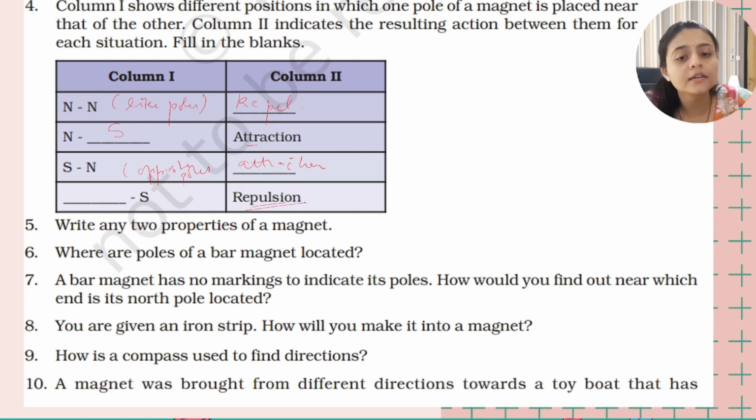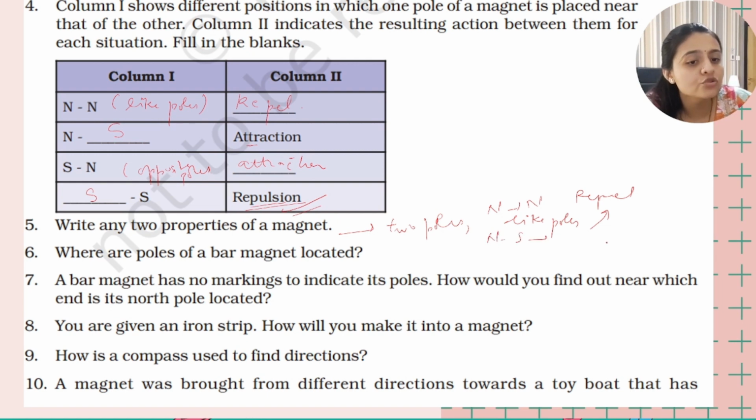Now here the situation is repulsion. So like poles only repel. Okay, this is done. Write any two properties of magnet. A magnet has two poles, and the other one is north to north repel, that is, like poles repel, and north to south attract, that is, unlike poles will attract.